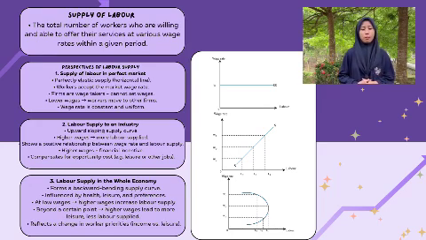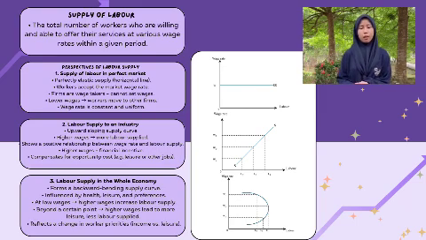Perfectly elastic supply, or a horizontal line. This means workers are willing to work at the existing market wage, regardless of how many are hired. Firms are wage takers, they cannot set their own wage rates. If a firm offers a lower wage, workers will simply move to other firms that pay the market rate, so the wage rate stays constant and uniform across the market.